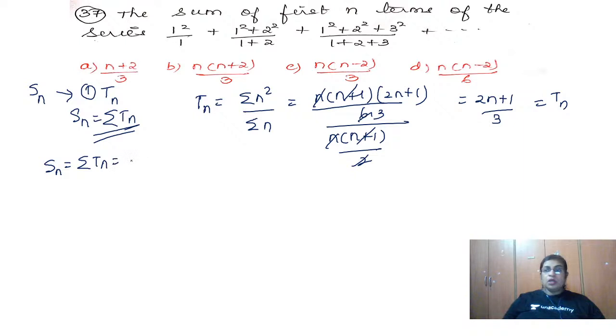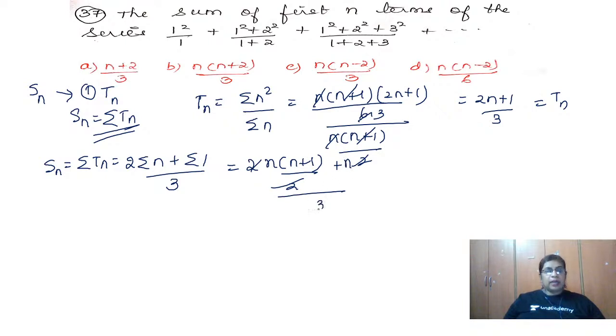So that is equal to 2 into summation n plus summation 1, by 3. So therefore, 2 into, what is the summation n formula? n into n plus 1 by 2. This 2 and 2 get cancelled, and summation 1 is n, whole divided by 3. So therefore, you are getting n into n plus 1 plus n divided by 3. Now I can take n common, so I am getting n into n plus 1 plus 1, so n plus 2 by 3. n into n plus 2 by 3. Which option is satisfied? B option is going to satisfy.